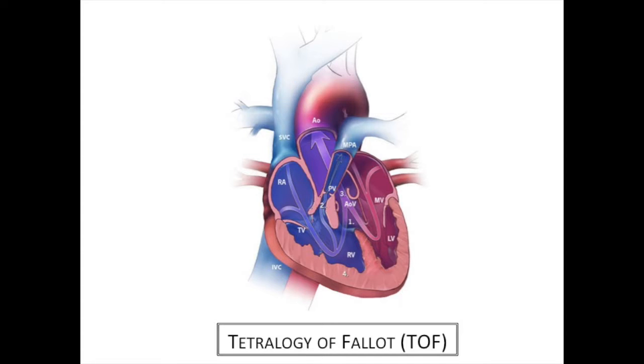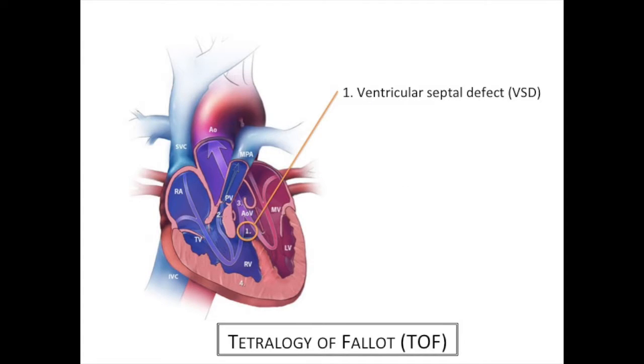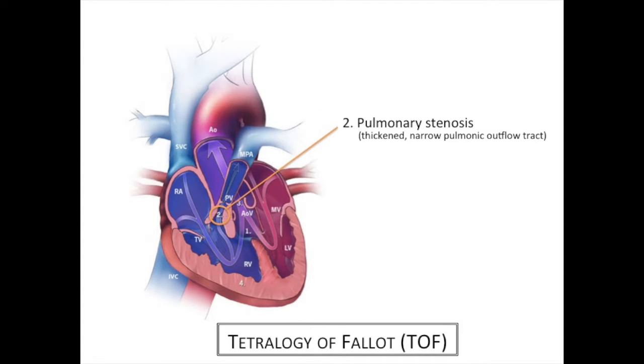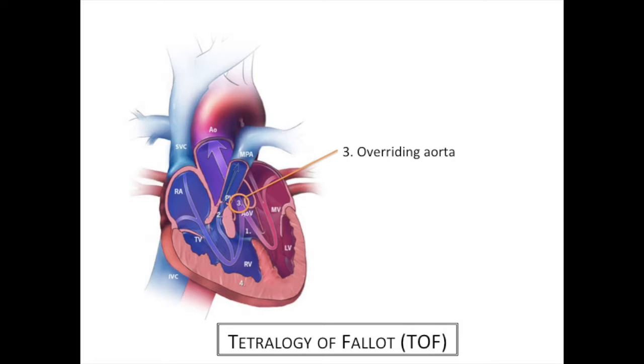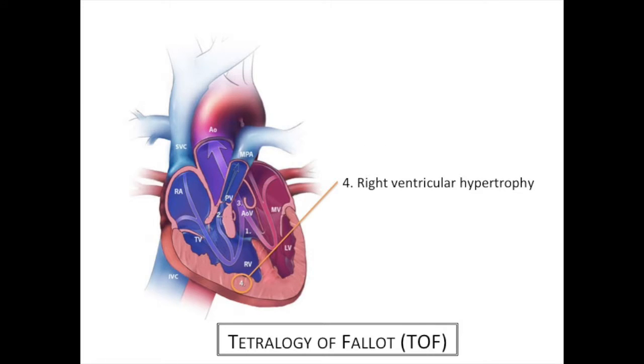The word tetralogy is used because there are 4 related abnormalities associated with this condition: a ventricular septal defect, pulmonic stenosis, an overriding aorta, and right ventricular hypertrophy.